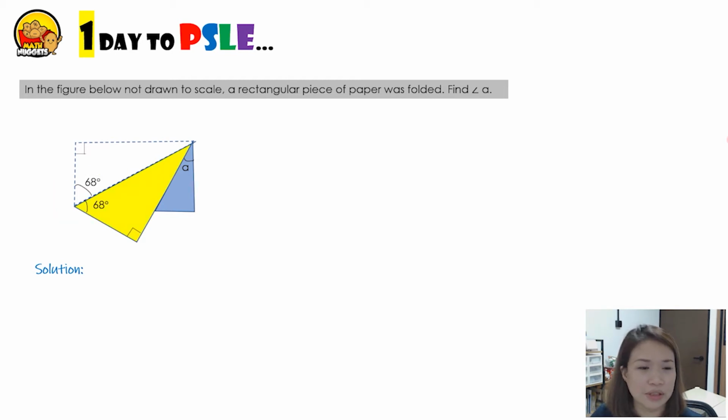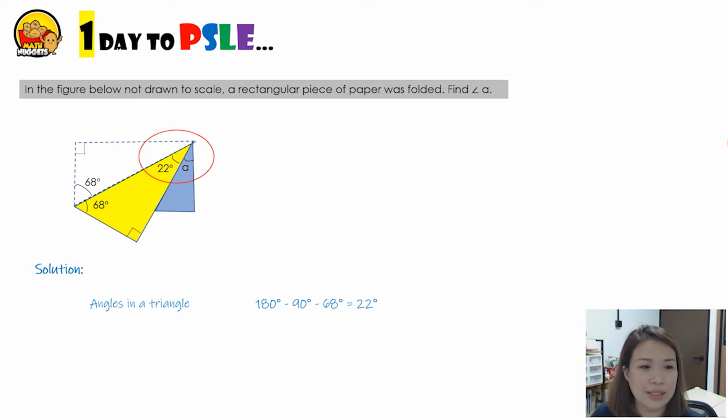Now let's look at this triangle, the yellow triangle highlighted. We need to find this angle. How do we find that? Angles in a triangle make up 180 degrees. So in order to find that angle, we take 180 degrees minus 90 minus 68, and we will get 22. So that part there is 22 degrees.